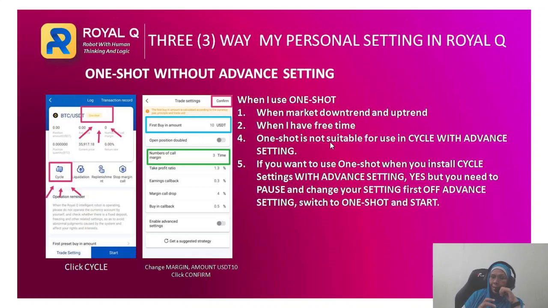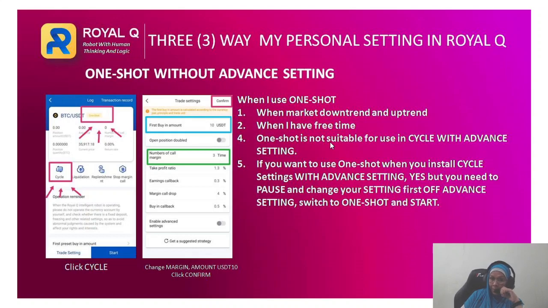Okay, why do I say except? As an example, when your first setting is cycle with advanced setting, and let's say it has already been going for so long, let's say 2-3 months, so you want to do the clearance or the liquidation. All right, so you can use the one shot.